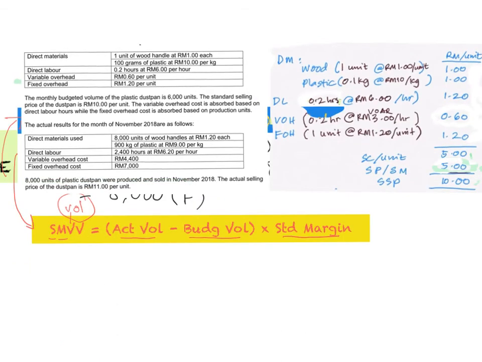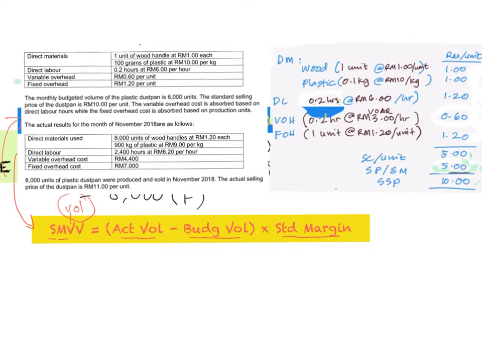Okay, so now we want to look at the sales margin volume variance. Just now we were talking about price. Now we want to talk about volume. That is the quantity that you have actually sold as compared to the quantity that you have budgeted that you can sell, times the standard margin. So let's try to calculate the sales margin volume variance based on our question here.